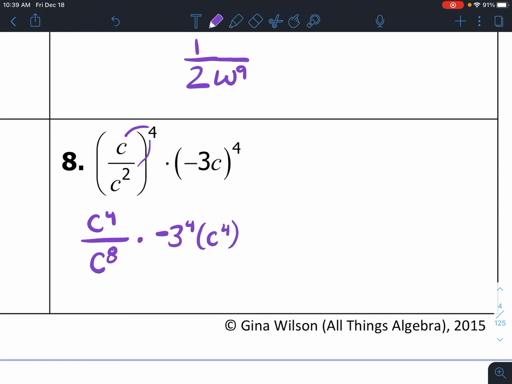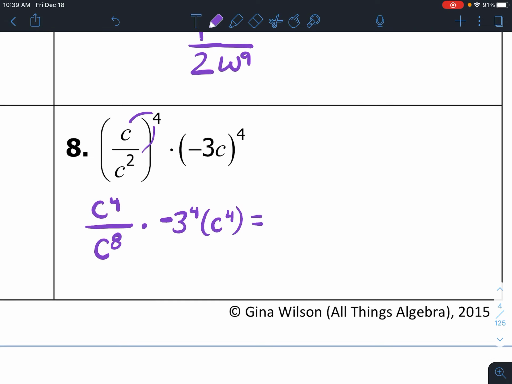So negative 3 to the 4th is 81. So you're going to get c to the 4th over c to the 8th. Well, let's just reduce that really quick. C to the 4th over c to the 8th gives me 1 over c to the 4th times 81 c to the 4th. If you notice, you have a c to the 4th in the numerator and in the denominator, so they just cancel each other out, and all you're left with is 81.